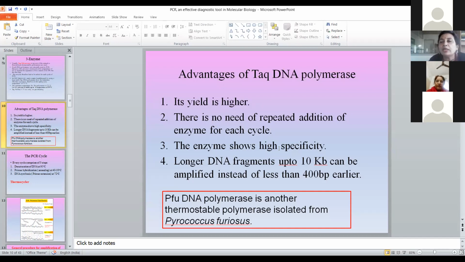So what do we require? Number one, the first thing which we require is the machine, the PCR machine. It is called a thermocycler. Okay, thermally controlled.